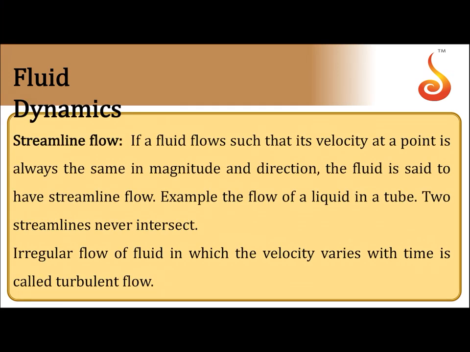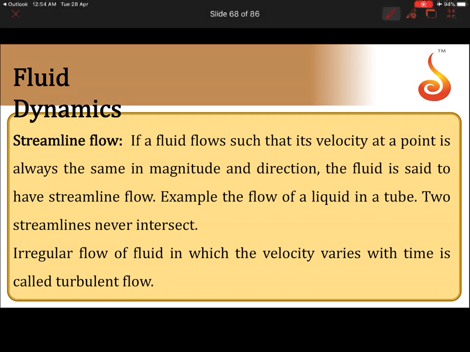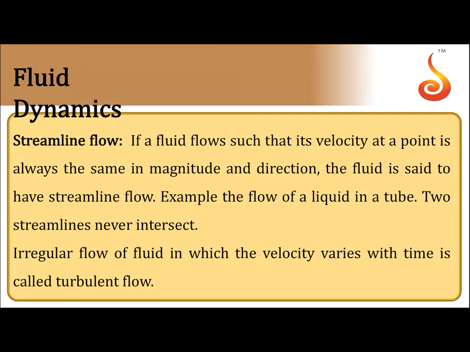Now moving on to fluid dynamics. So fluid dynamics deals with fluids in motion. So motion of a fluid can be classified into two categories, streamline flow and turbulent flow. If the fluid flows such that its velocity at a point is always same both in magnitude and direction, then it is said to be streamline flow. So flow of a liquid in a tube can be considered as streamline flow. Two streamlines will never intersect.